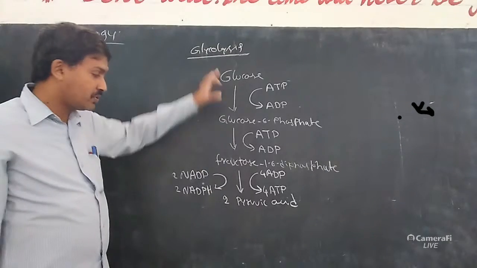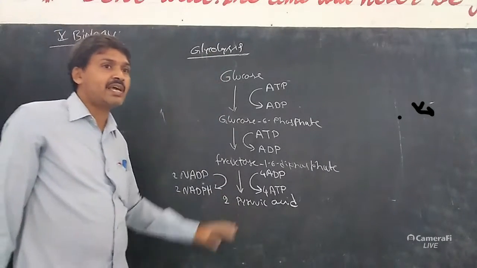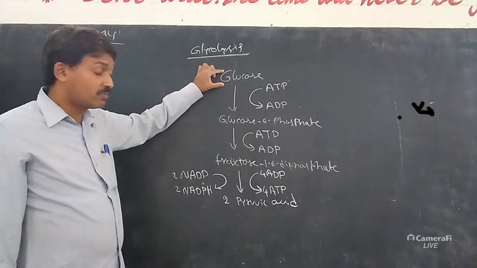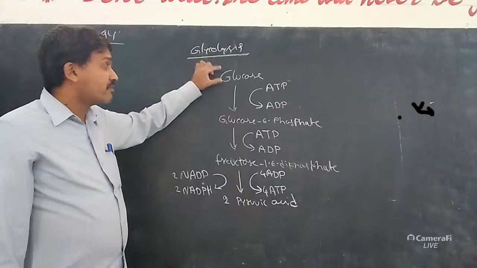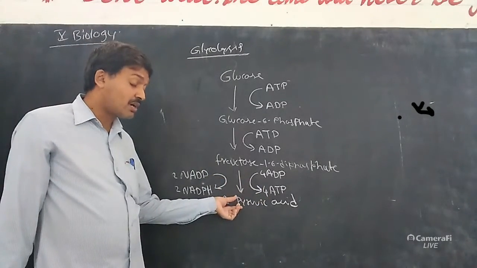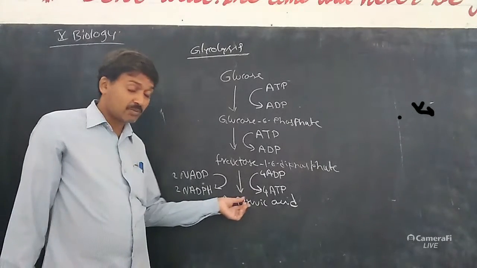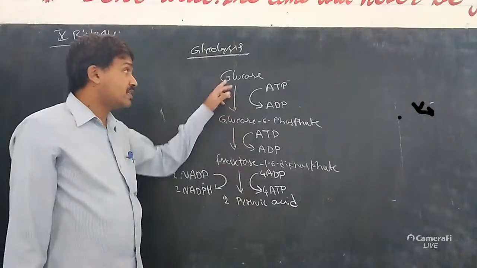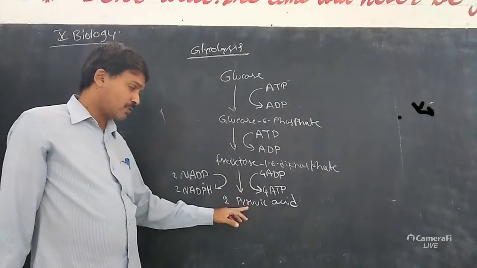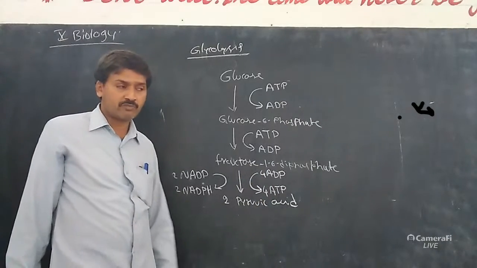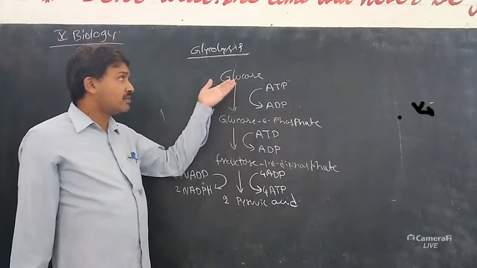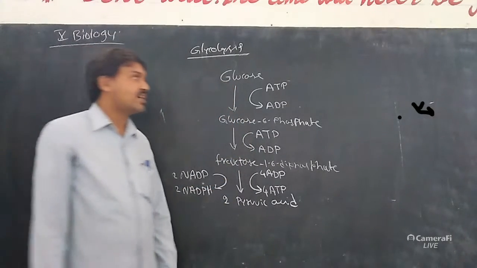So from here to here, all these reactions we call glycolysis. Here what happened is that 1 molecule of 6 carbon glucose is finally converted into 2 molecules of 3 carbon compound, pyruvic acid. So converting glucose into pyruvic acid is called glycolysis.